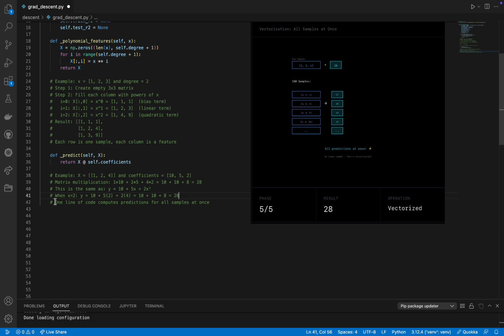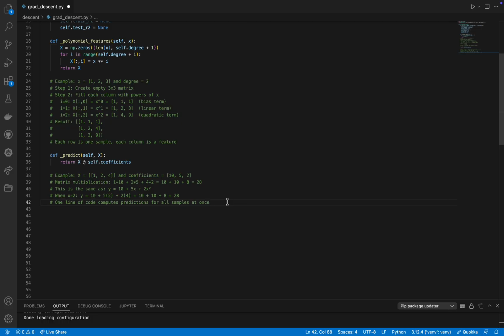And the beautiful thing is this single line of code computes predictions for all samples at once. If we have 100 samples, we get 100 predictions instantly. So this is the power of vectorization using matrix multiplication instead of loops.